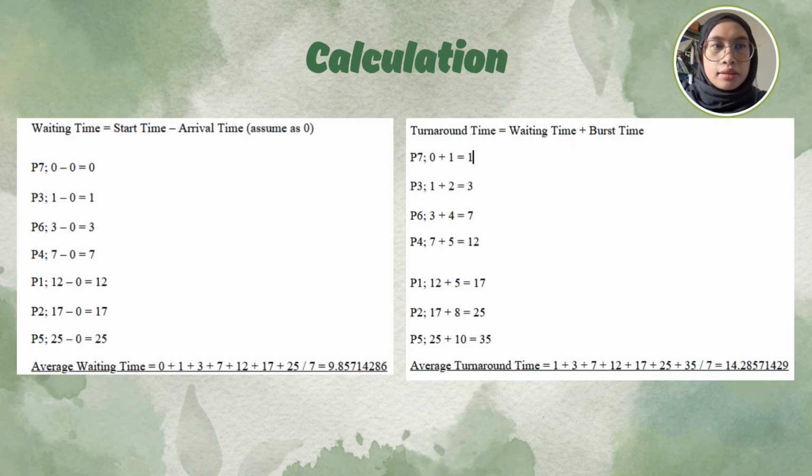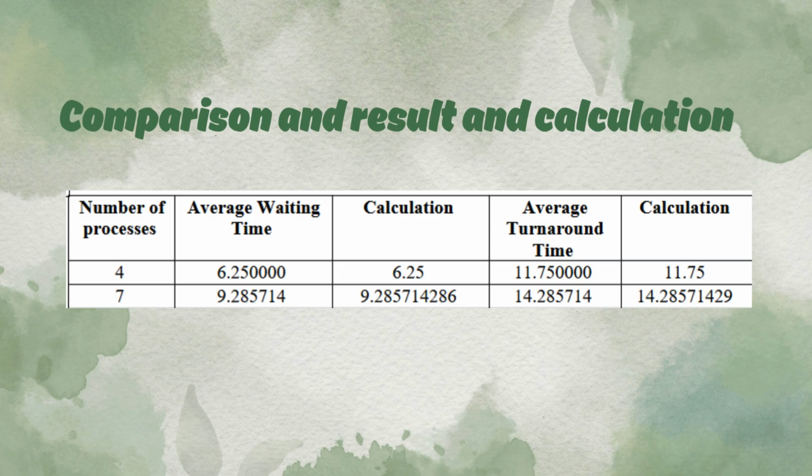And for the turnaround time, we have waiting time plus burst time. P7 we have 1, P3 3, P6 7, P4 12, P1 17, P2 25, and lastly P5 we have 35. For the average turnaround time, divided by 7, we have 14.28571429. This is the result and the calculation we have from the lab.